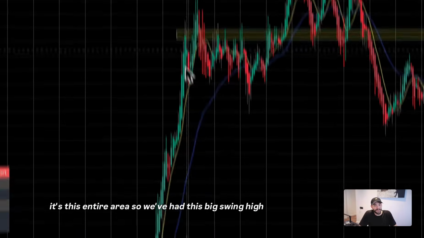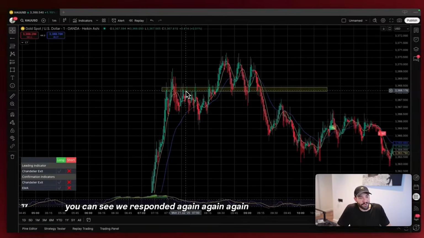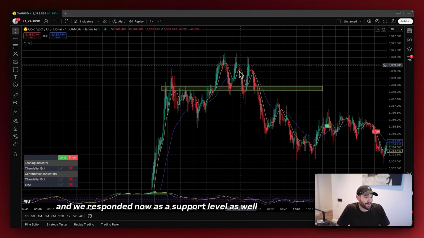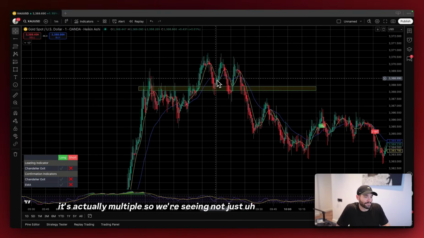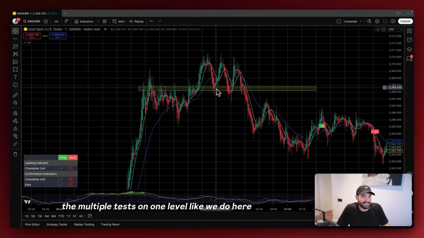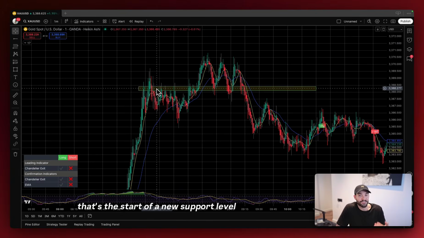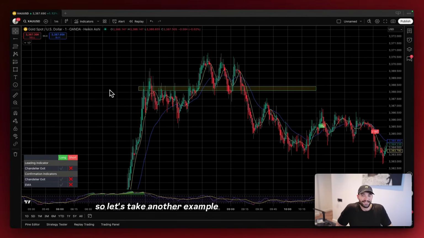So we've had this big swing high, we've rejected at this point right here, price has come back down, and you can see we've responded again. Price has broken through, and we've responded now as a support level as well, again and again here. So this is really just to demonstrate that there's not just one way to measure your support and resistance, it's actually multiple. We're seeing not just multiple tests on one level like we do here, but also when we get a big rally up and we get a test, it now indicates that that's the start of a new support level or resistance level as well.